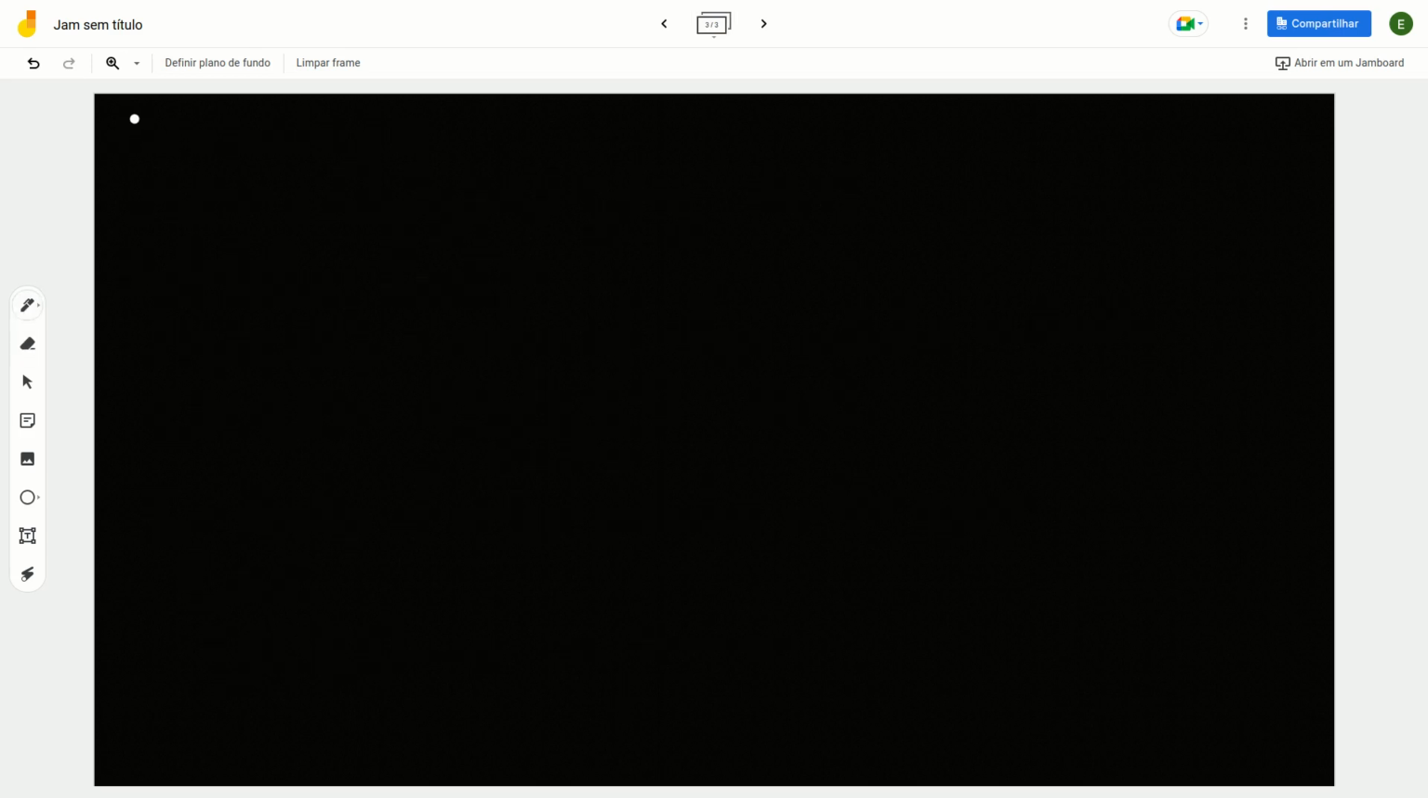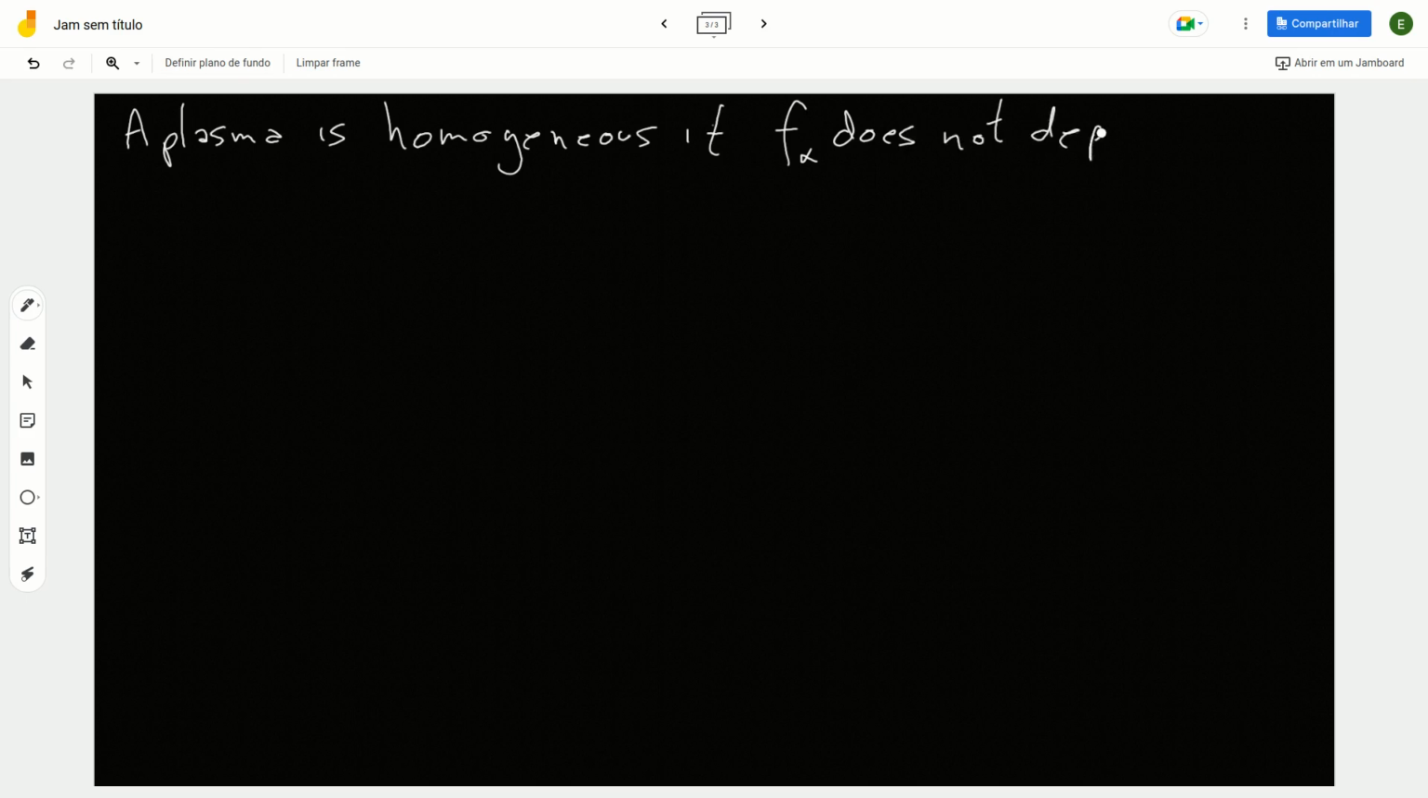We'll say that a plasma is homogeneous if f alpha does not depend on position. Okay, so this is a homogeneous plasma. f is the same in any position.